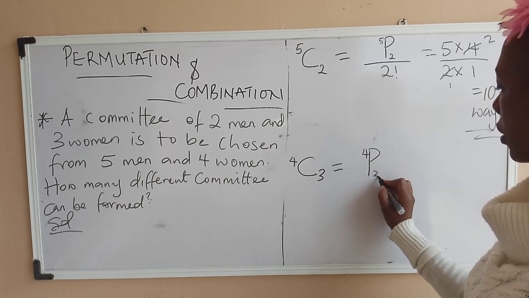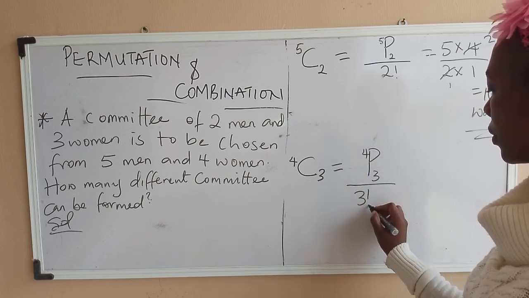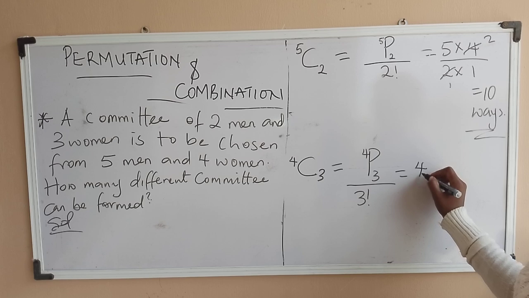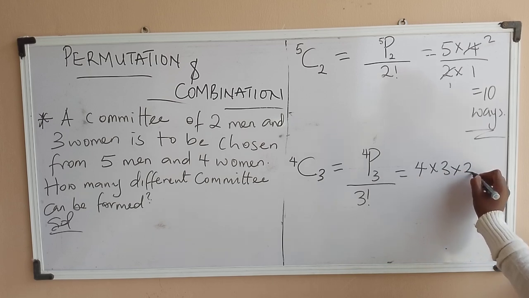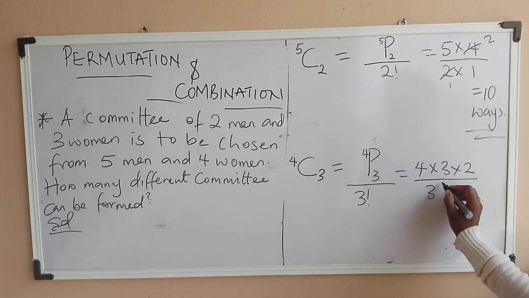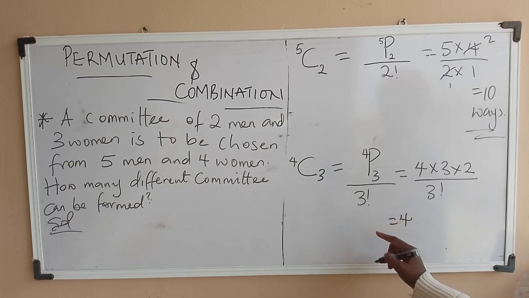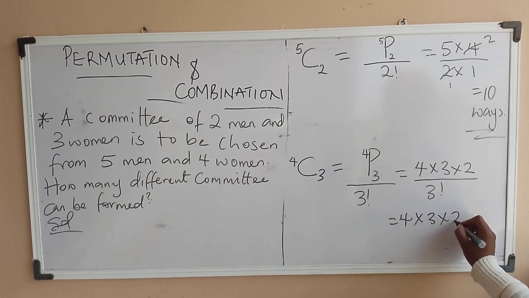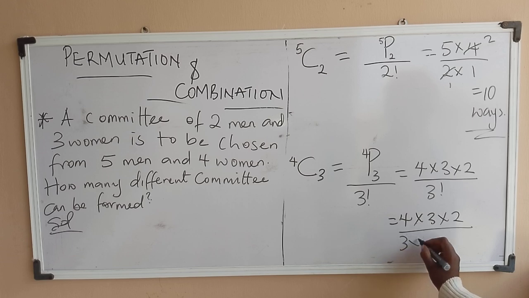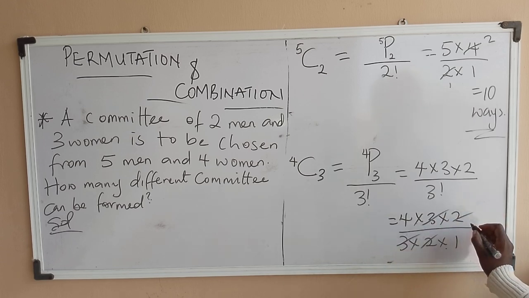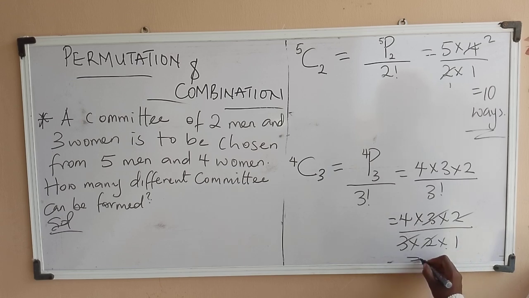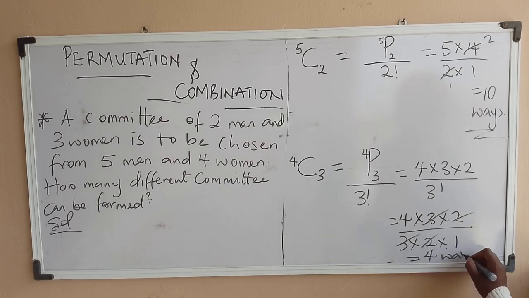So let's look at this one. 4 permutation 3 all over 3 factorial. So this will be 4 times 3 times 2 all over 3 factorial. What's 3 factorial? 4 times 3 times 2 all over 3 times 2 times 1. This strikes out, and we have what? Our final answer to be 4 ways. Can you see how easy combination is as well?